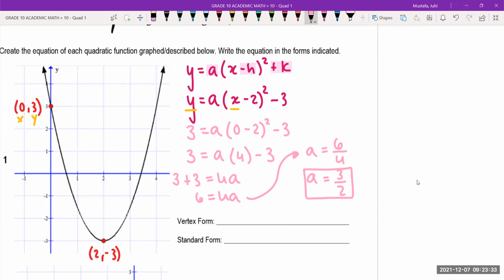It could have been like 3 over, I don't know, 5 or something. No, it couldn't have been 3 over 5. It could have been like 5 over 2. No, it couldn't have been that either. Anyways, what I'm trying to say is it could have been a number that isn't so obvious. So you have to do the math to figure it out.